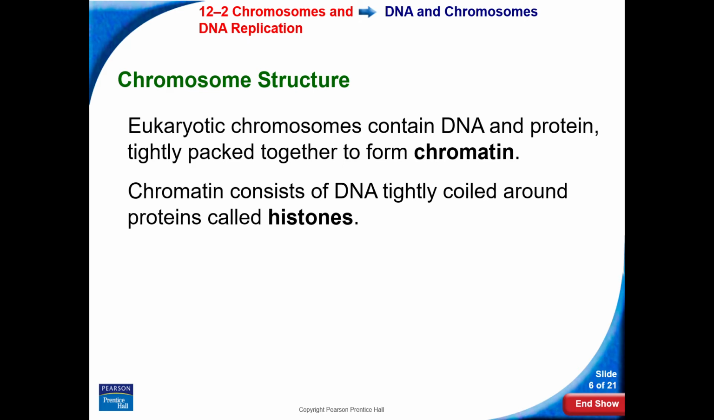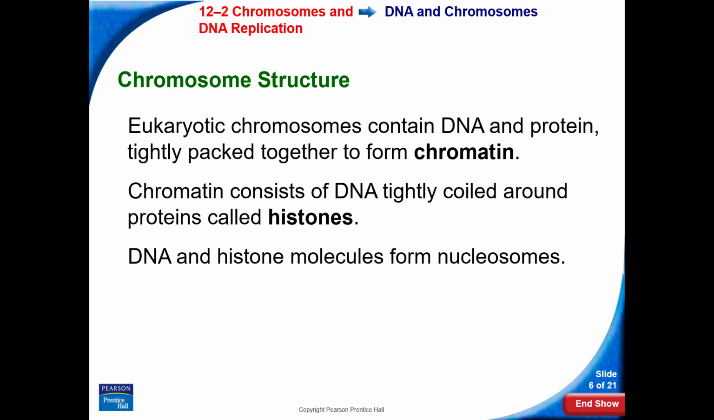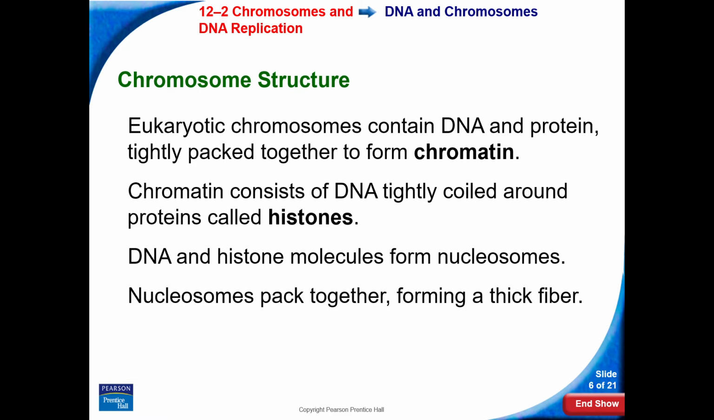Now, the chromosomes are going to consist of the DNA, but it's going to be tightly coiled around proteins that are called histones. I kind of look at histones like they're hangers, like a hanger that you hang your DNA on. The DNA and the histone molecules form nucleosomes. That's not a term you're going to see widely used. This is the first time I've seen it used is in this book, but generally speaking, that's what it's called.